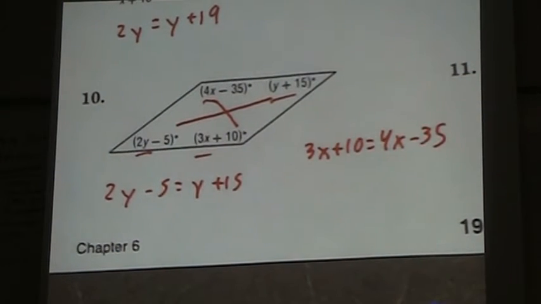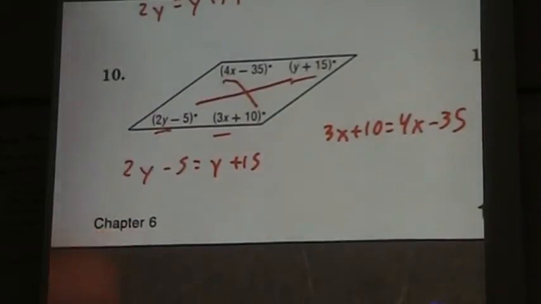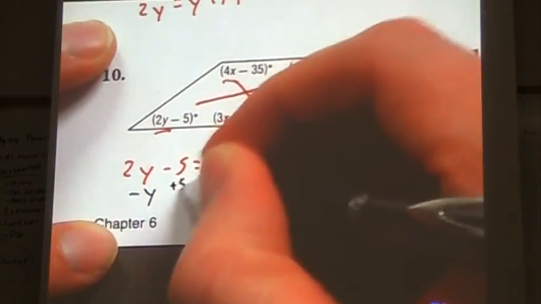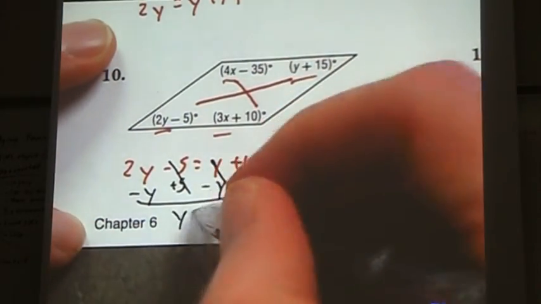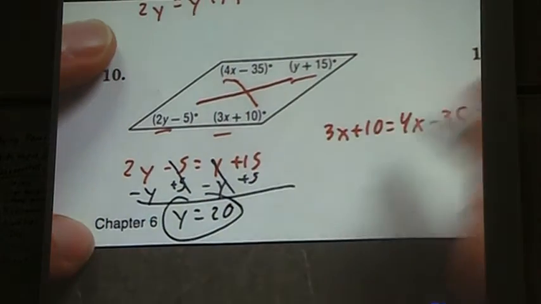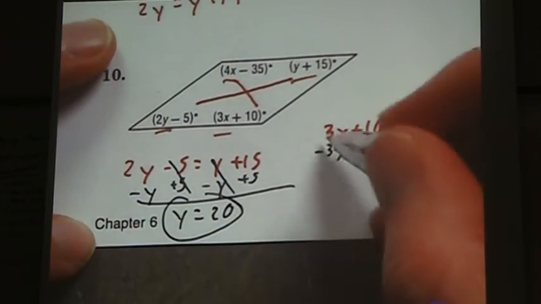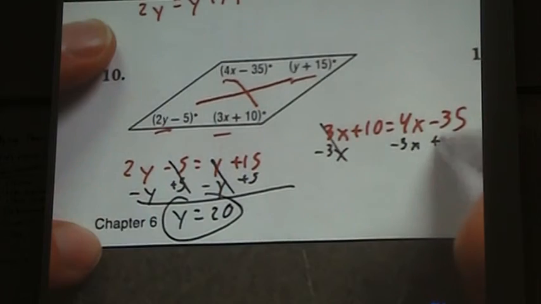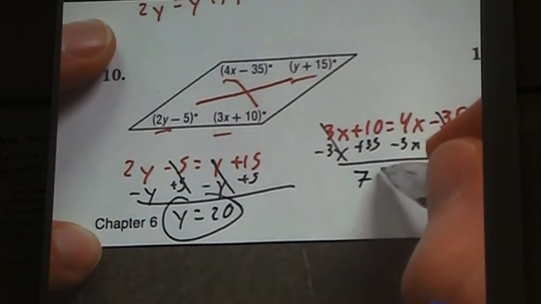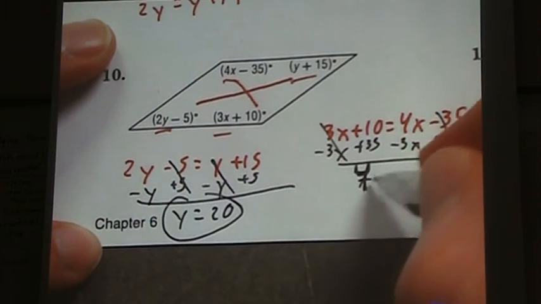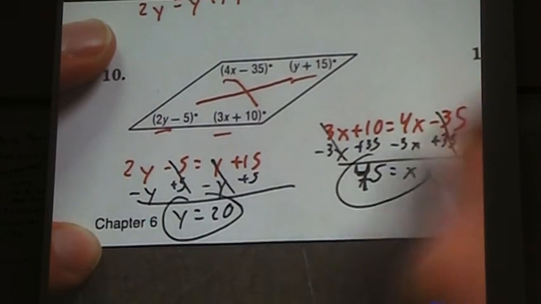I'll solve the algebra on this if you want to see it. So it's minus y both sides. So I got y equals 20. And I'm going to move my smaller x to my bigger x's side. Oops, that's a 4. Boom, done.